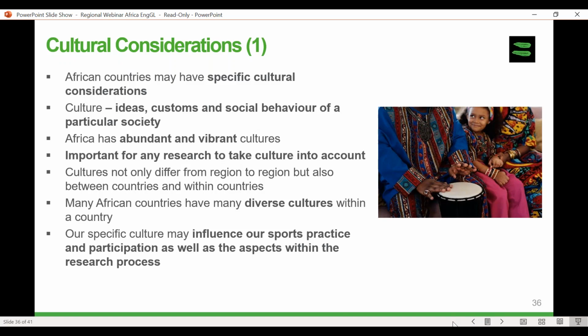Okay, we're just going to very briefly also look at some cultural considerations. When I speak about culture, it's really referring to ideas, customs, and social behavior of a society. As we know, Africa has abundant and vibrant cultures. It is important for research to take culture into account, and also to keep in mind that cultures in Africa differ between countries, but they can also differ between different areas in one country. These diverse cultures may influence our sports practice and participation, as well as aspects of the research process. Next slide, please.